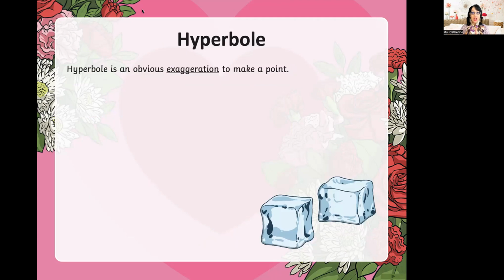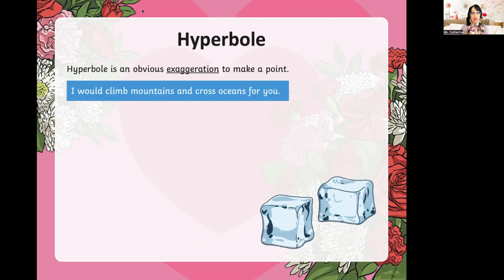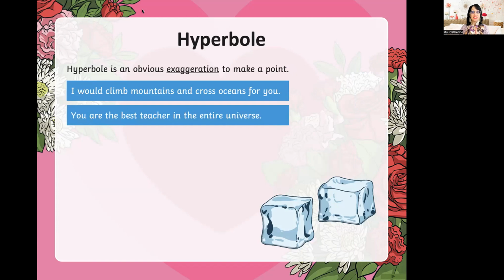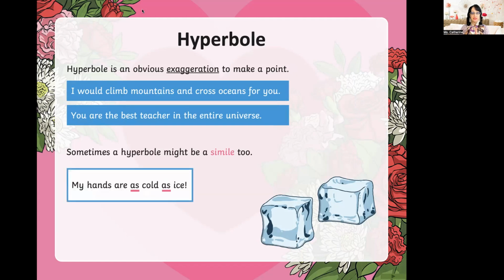Hyperbole. A hyperbole is an obvious exaggeration to make a point. For example, I would climb mountains and cross oceans for you. You are the best teacher in the entire universe. Sometimes a hyperbole might be a simile too. For example, my hands are as cold as ice. You'll see that these are obvious exaggerations. This is to make a point.